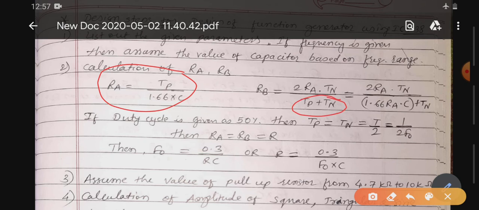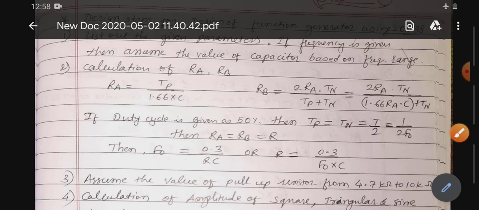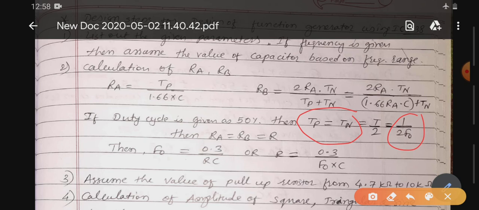Okay, so for RA we can use this formula, for RB we can use this formula, twice of RA into Tn divided by TP plus Tn. And we know that for 50% duty cycle, T on is equal to T off, that means TP is equal to Tn, one and the same. So T by 2, you will get 1 by 2f, output frequency FO.